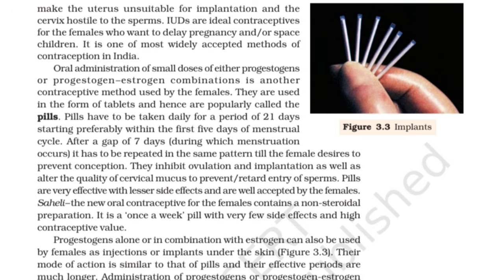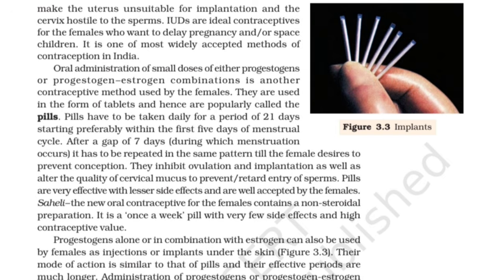Oral administration of small doses of either progestogens or progestogen-estrogen combinations is another contraceptive method used by the females. They are used in the form of tablets and hence are popularly called the pills. Pills have to be taken daily for a period of 21 days, starting preferably within the first 5 days of menstrual cycle. After a gap of 7 days, during which menstruation occurs, it has to be repeated in the same pattern till the female desires to prevent conception.